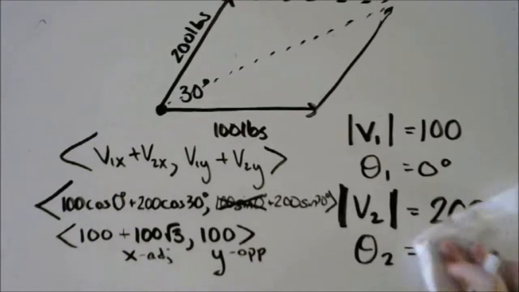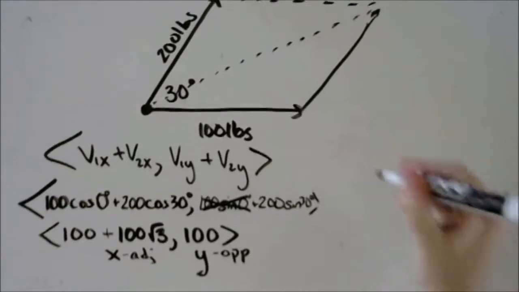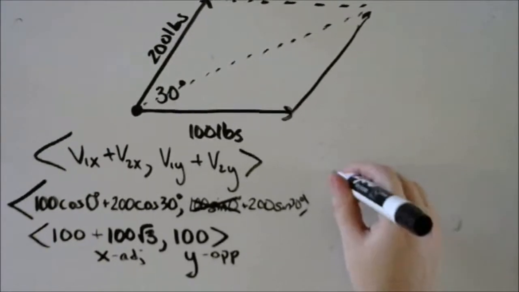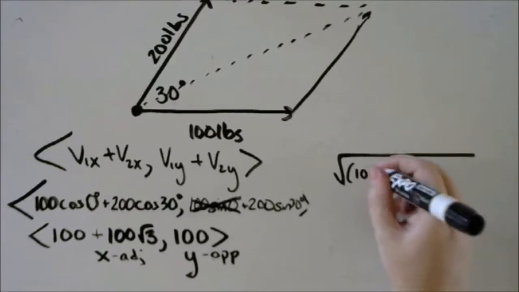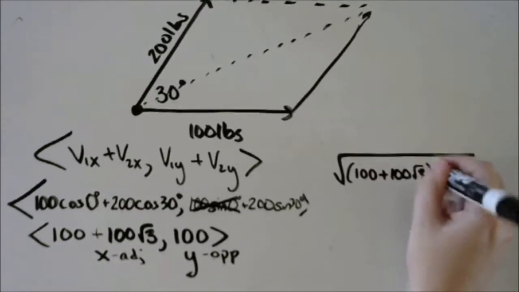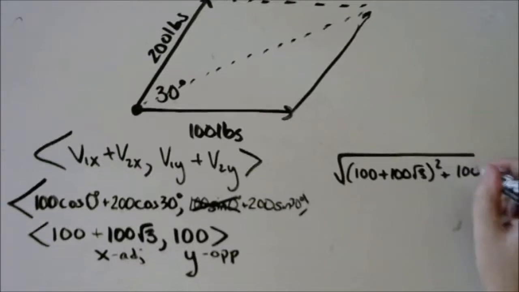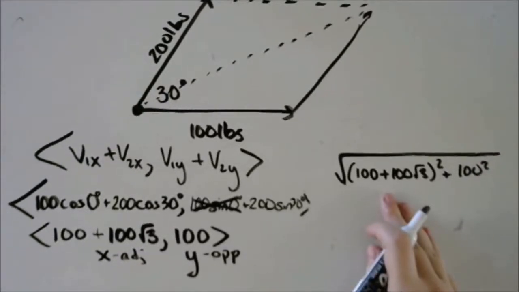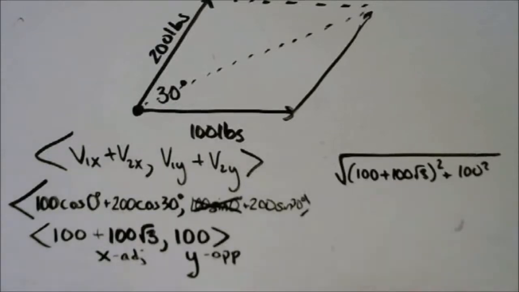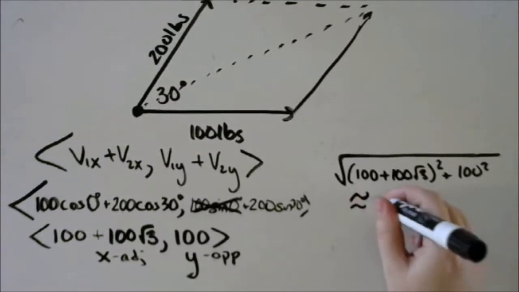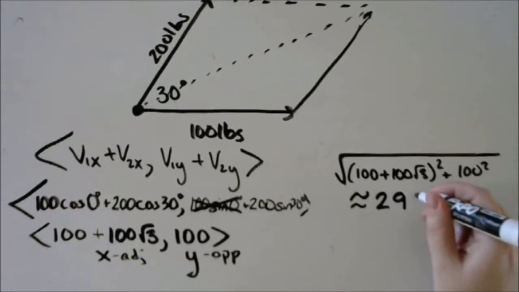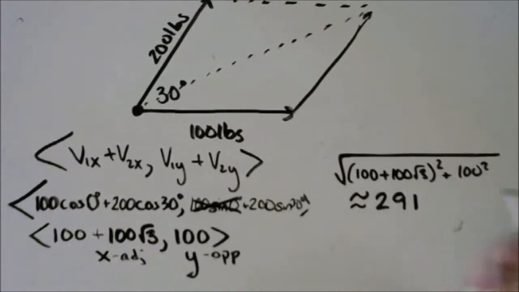We're going to find the magnitude using our magnitude formula. So the magnitude will be the square root of (100 + 100√3)² + 100². And I've done my job of keeping it exact. At this point, I can type it just like this into my calculator and give myself a rounded answer. So I get that the resultant force is about 290.9, or 291 pounds.